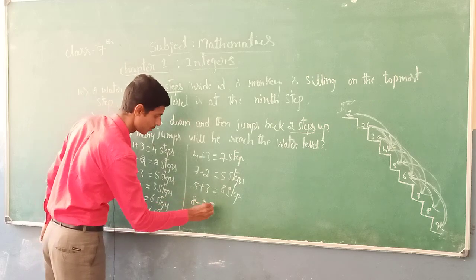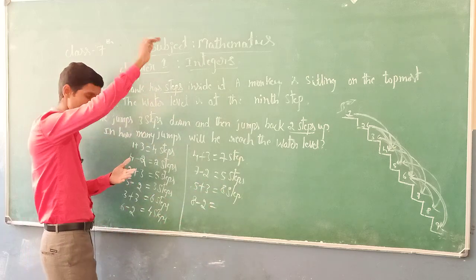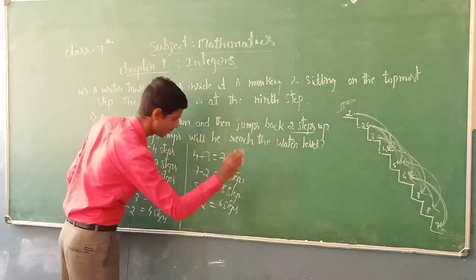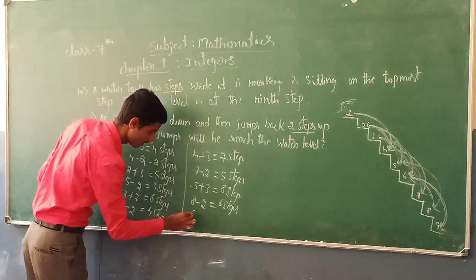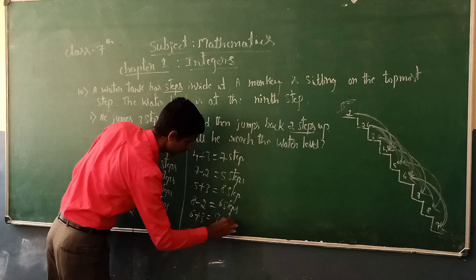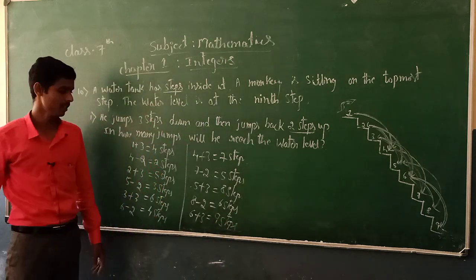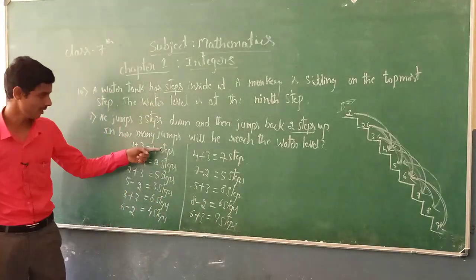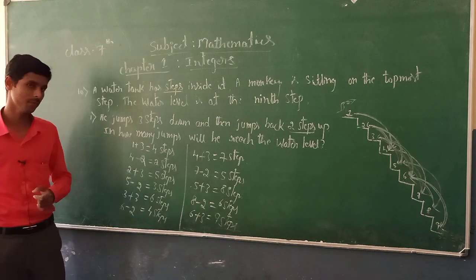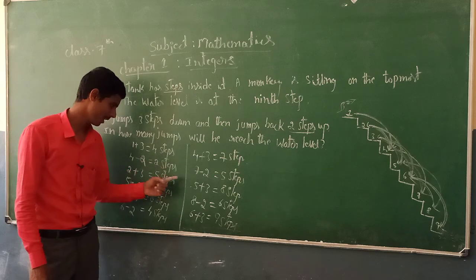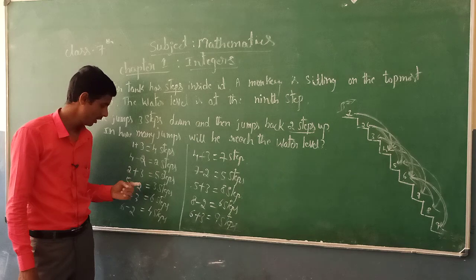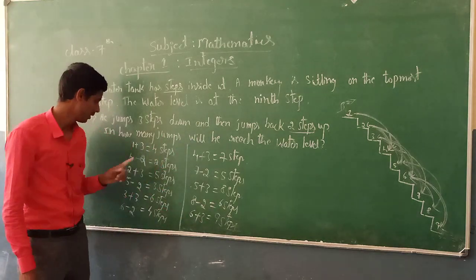8 minus 2 upwards. 8 minus 2 is 6. Sixth step. Right? So 6 plus 3 is 9. That is, it will reach the ninth step. In the first jump, he reaches the fourth step. Second jump, the second step. Third jump, the fifth step. Like this, it will proceed.